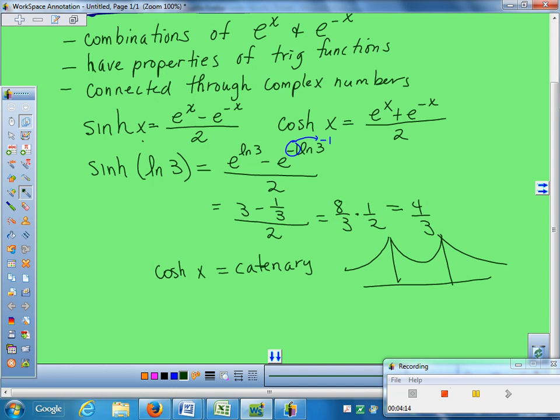When you say its general equation, do you want hyperbolic cosine, or do you want the e to the ax plus? I'm good with hyperbolic cosine. It's fine.